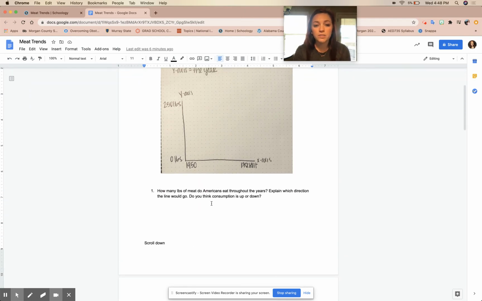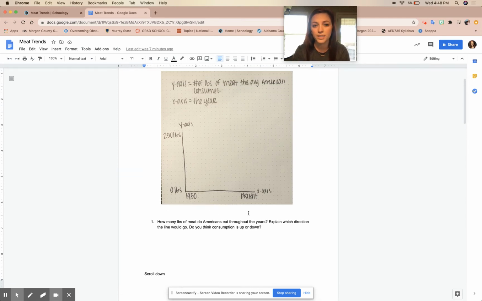So how many pounds of meat do Americans eat throughout the year? And explain which direction you think the line would go. So do you think that it would start in 1950 near zero and work its way up to 250 pounds? Or does it start in the middle and stay straight? Does it start at 250 and kind of go down as we move forward in time? Just explain to me what you think the trend was or is with pounds of meat consumed by Americans.